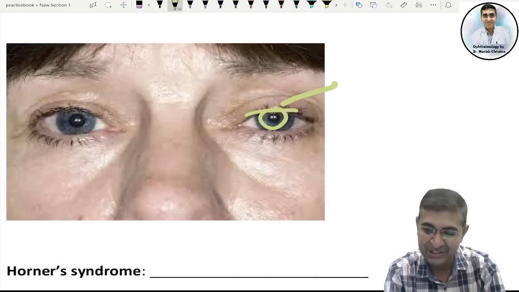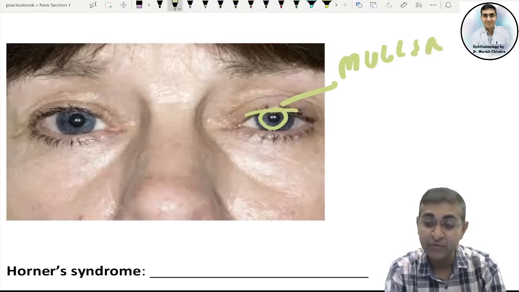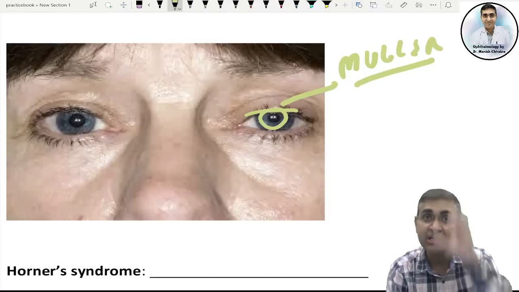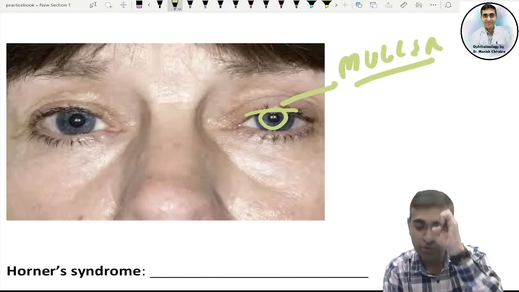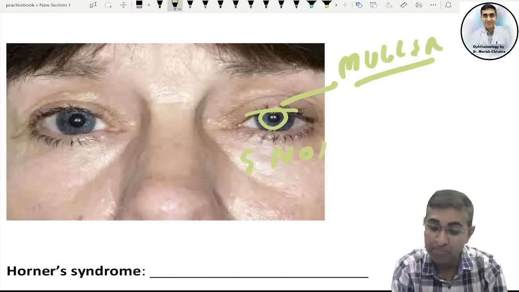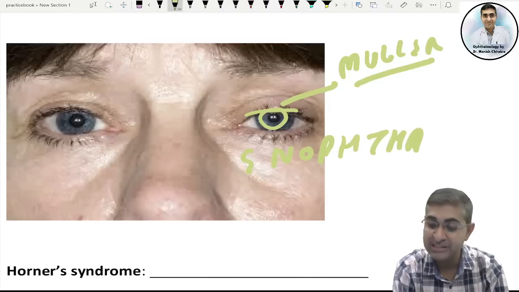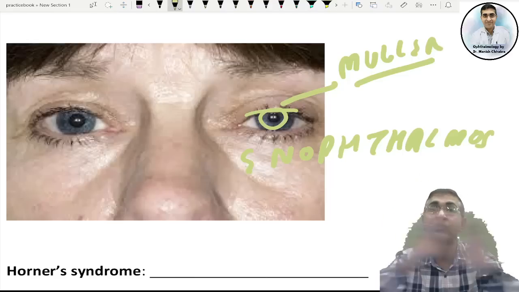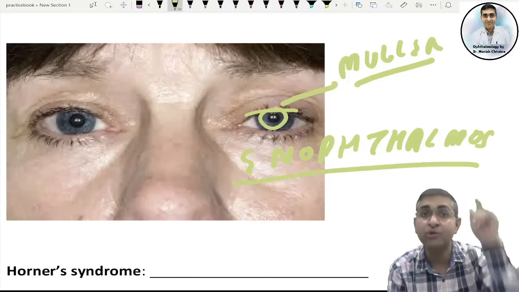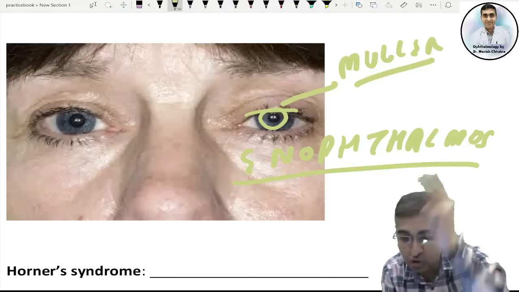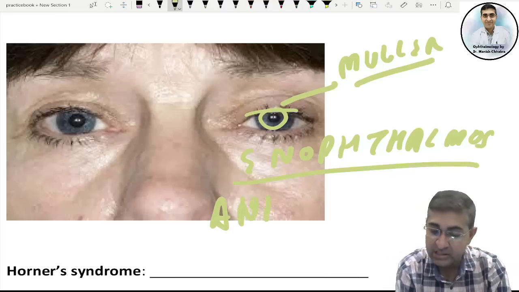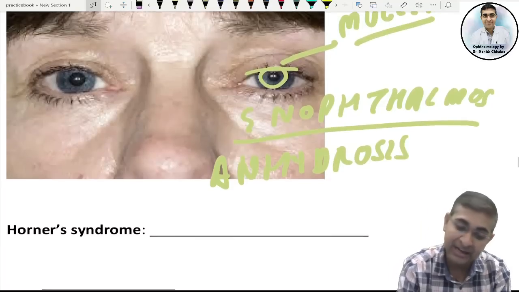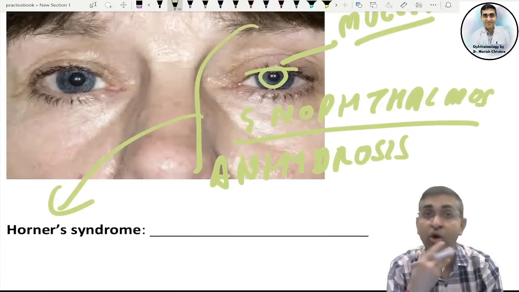So that is your Muller's muscle, whose supply is sympathetic. Then there is miosis, and there is also enophthalmos. Enophthalmos means it appears as if the eyeball has sunk in due to partial ptosis when actually it hasn't. So this is not true enophthalmos, this is pseudo enophthalmos. Along with it there is anhidrosis. Anhidrosis is loss of sweating, and collectively this is known as Horner syndrome.